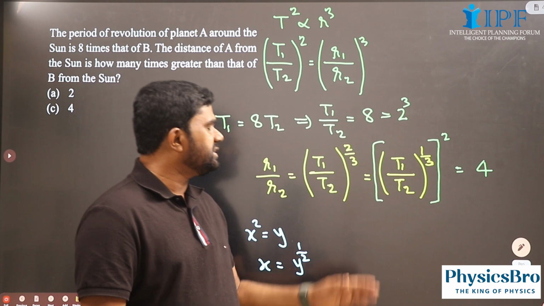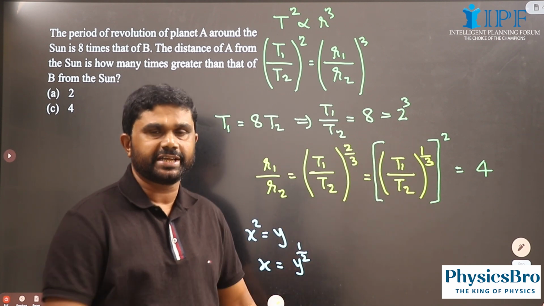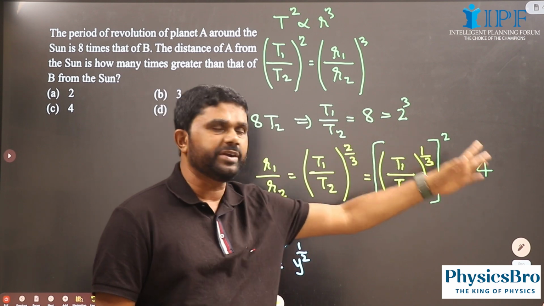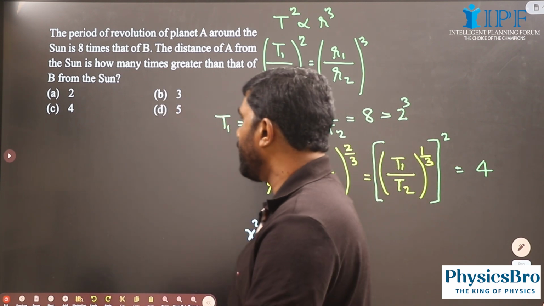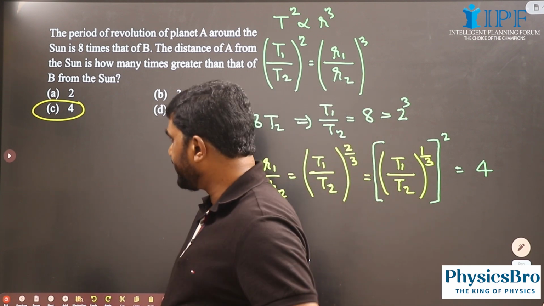Okay, now this T1 by T2, that is equal to (2 cube) whole raised to 1 by 3, that is 2 raised to 2 will be 4. Okay, so the option that is 4. Okay, now let us see the next question.